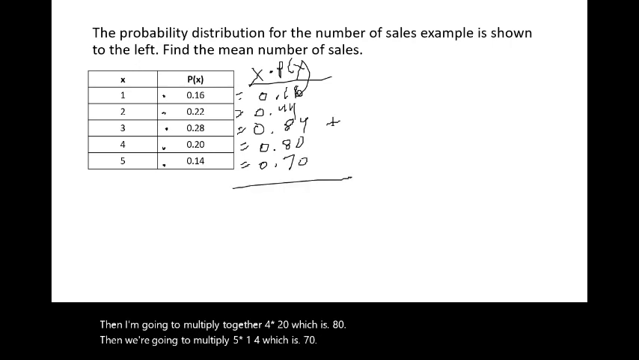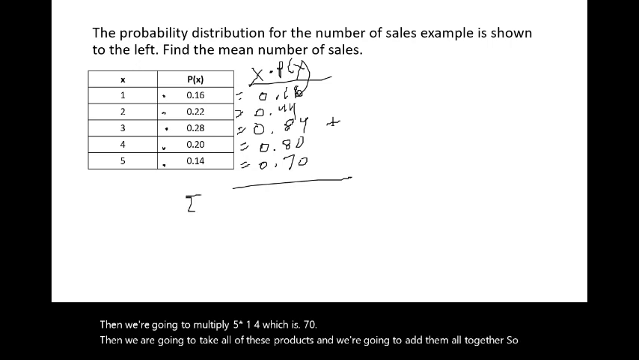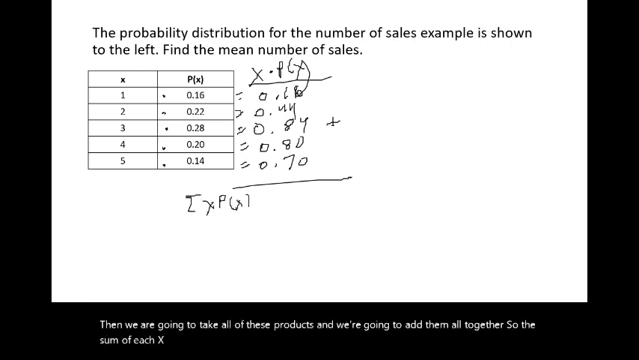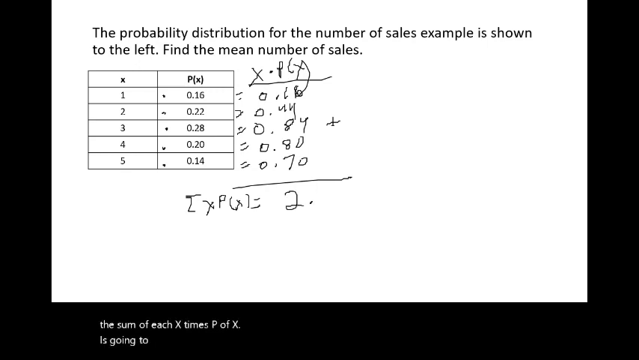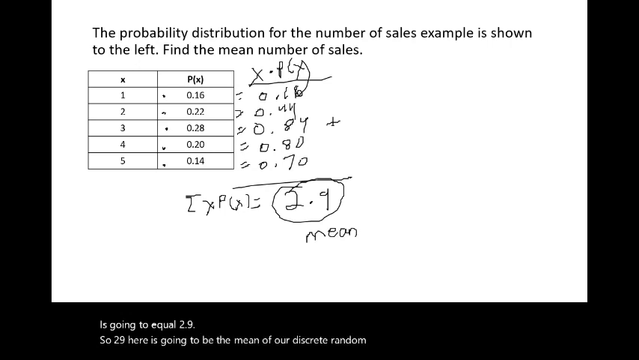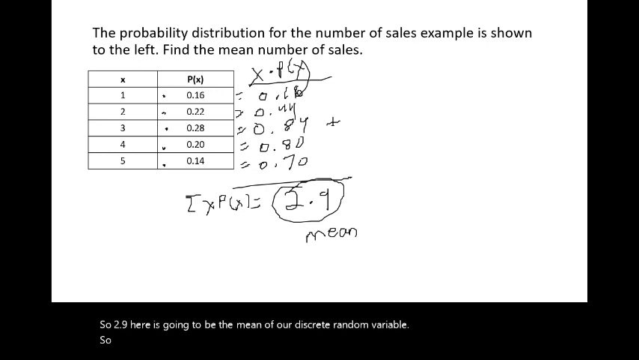Then we are going to take all of these products and add them all together. So the sum of each x times p of x is going to equal 2.9. So 2.9 here is going to be the mean of our discrete random variable. So interpreting this in context, what this means is that on average, this person made approximately 2.9 sales per day. So this is the mean of that discrete random variable x.